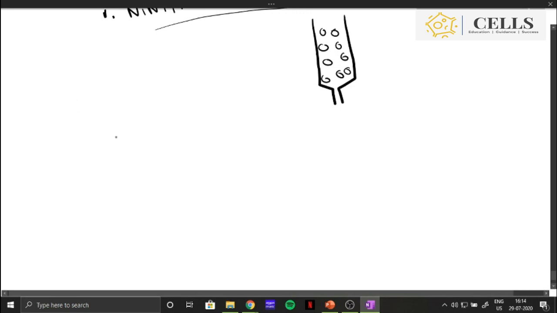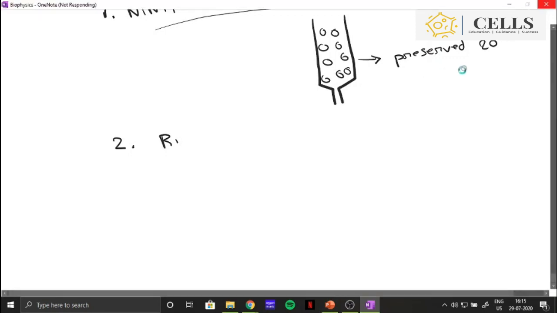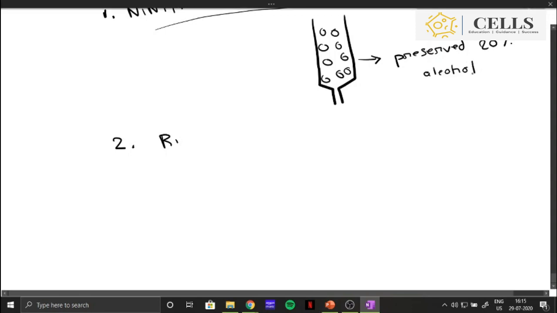The second step is you have to rinse, and this is preserved in 20% alcohol. Okay, can anybody guess why alcohol is used? Write in the comment box.